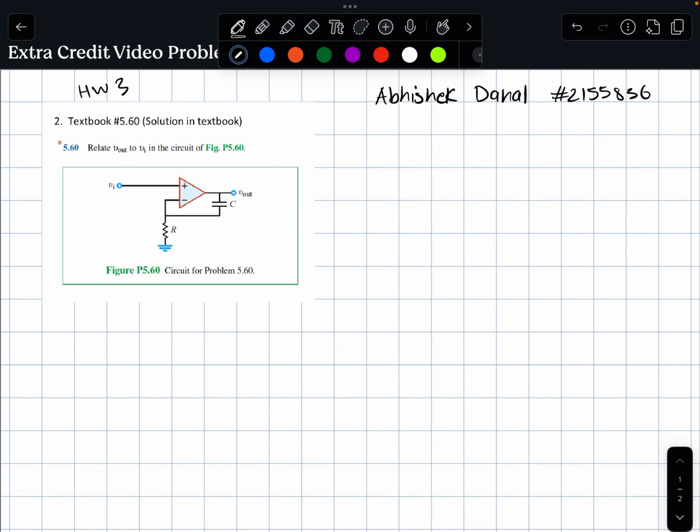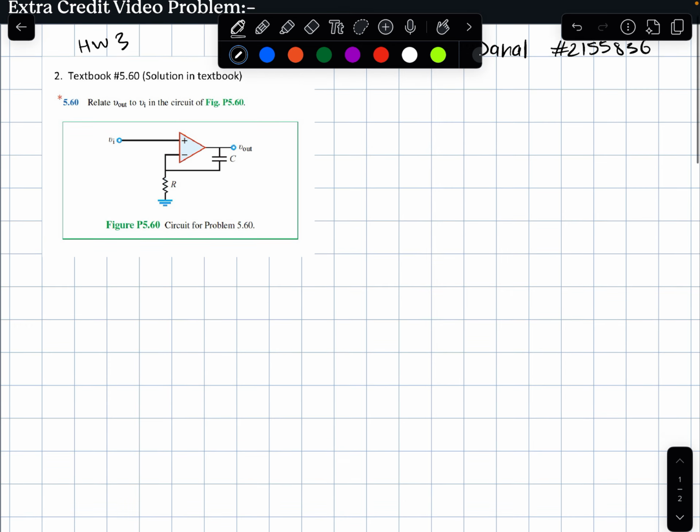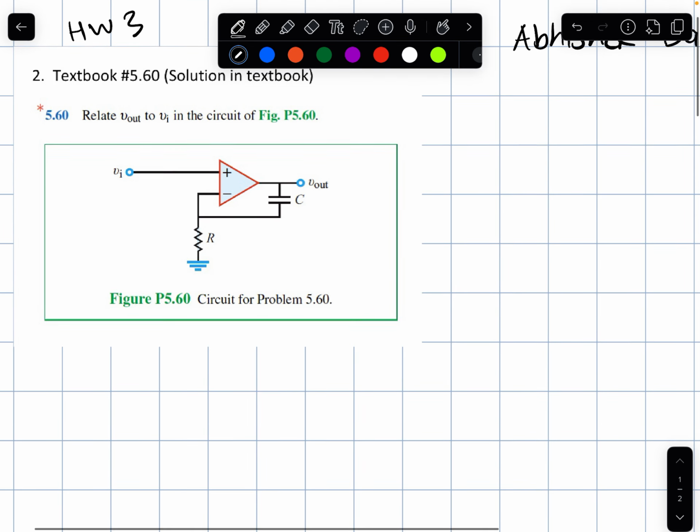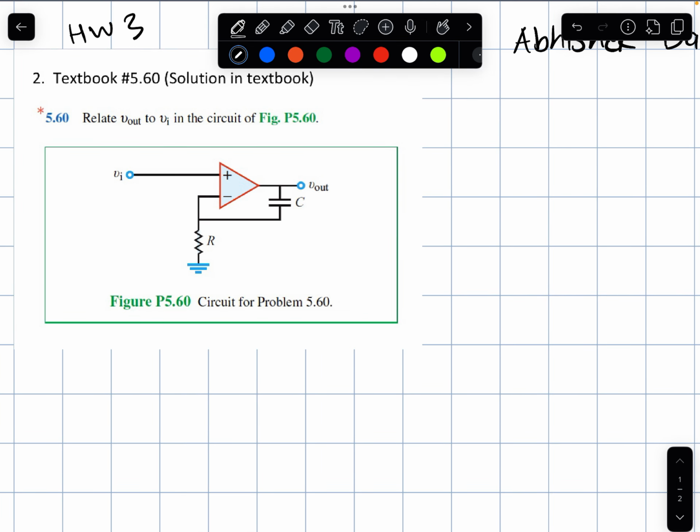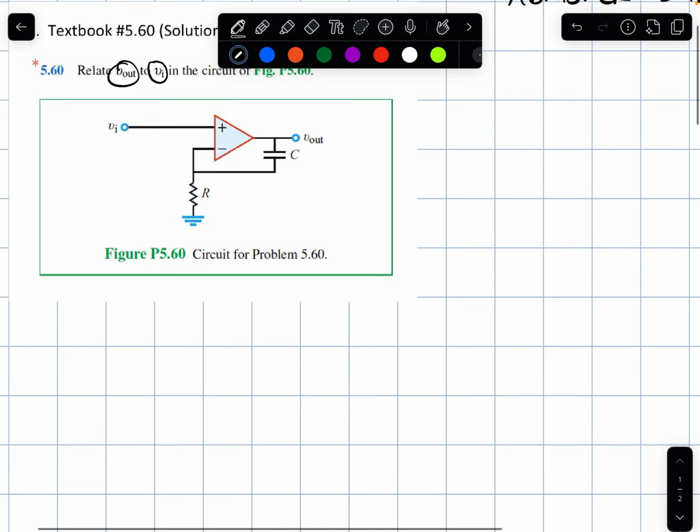Hello, this is the problem I'll be doing for extra credit. Problem from homework 3, question 2. Basically, an op-amp problem. We have to find or relate an equation V out to V in.